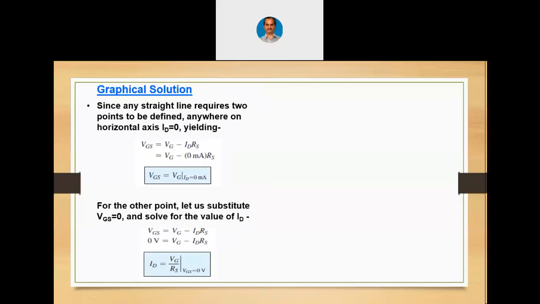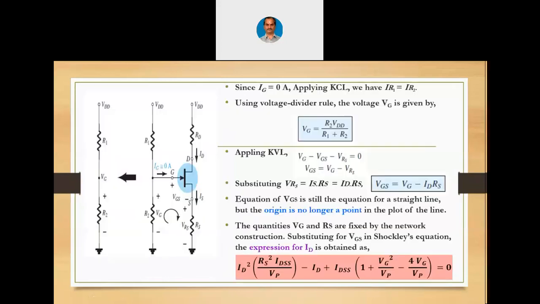Let me go back here. We have this particular expression, Vgs equals Vg minus ID Rs. As per this expression, what we can immediately deduce is, Vg is constant, Rs is constant, so Vgs is directly proportional to ID, right? We can always write it this way.